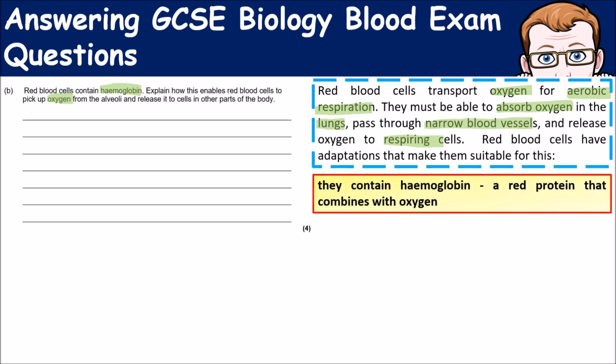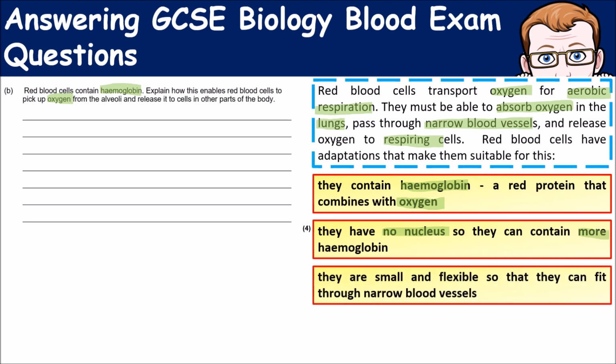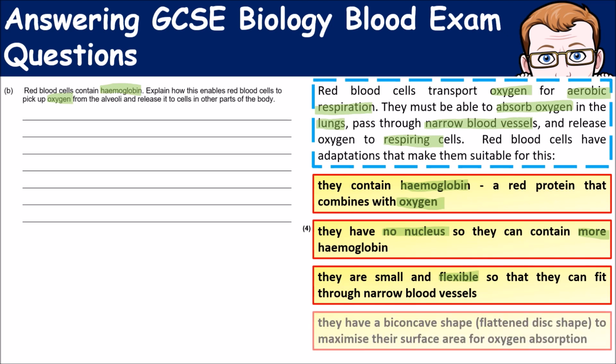The key thing is that they do contain hemoglobin. Hemoglobin combines with the oxygen and picks it up. They have no nucleus, so they've got more room to contain more hemoglobin. They're relatively small and flexible, which allows them to get through narrow blood vessels. And they've got that biconcave shape, which increases their surface area.